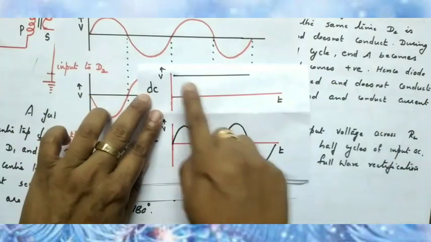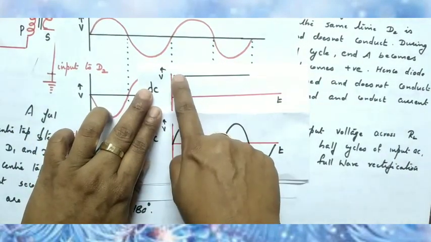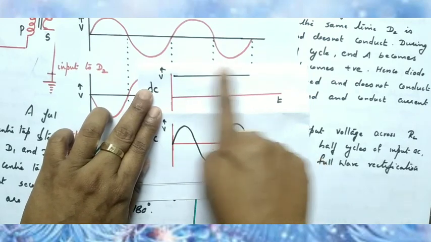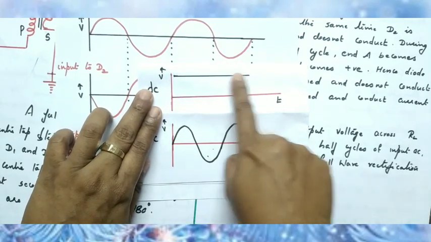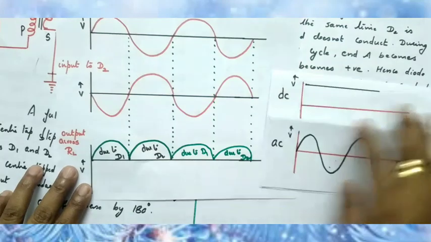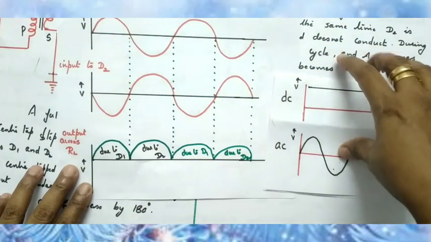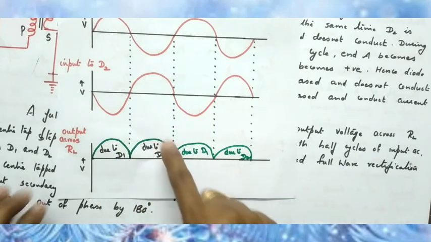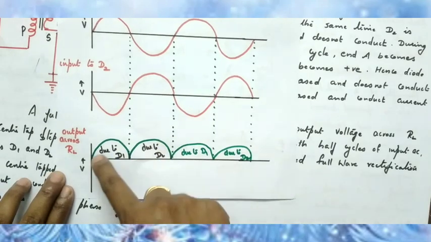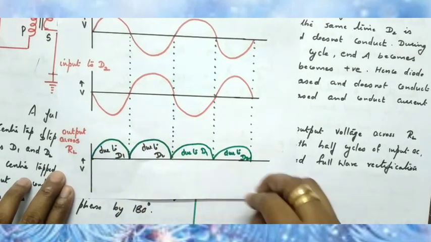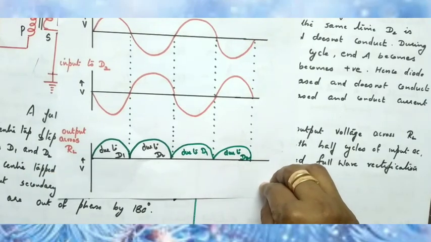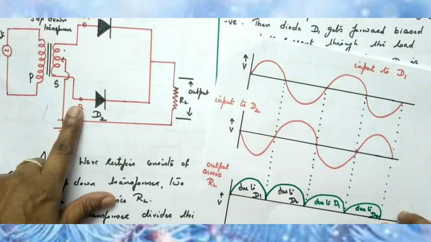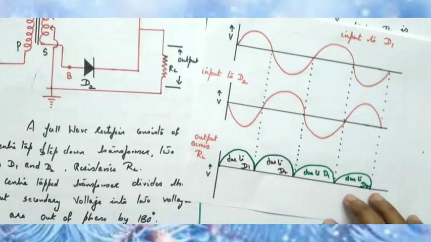Actually, this is the perfect DC. DC means the voltage remains constant throughout; the magnitude remains constant throughout. That is called DC. But here the output is not a perfect DC. It is called a pulsating DC. So in order to remove the AC components in the output, we have to make one more connection in the full wave rectifier. That circuit is called a filter circuit.